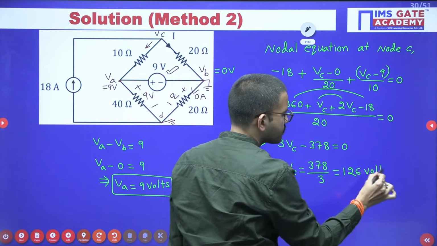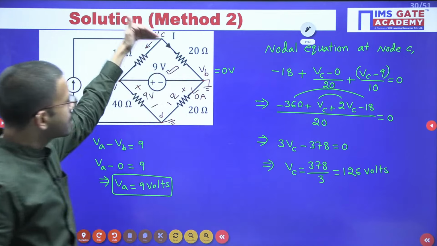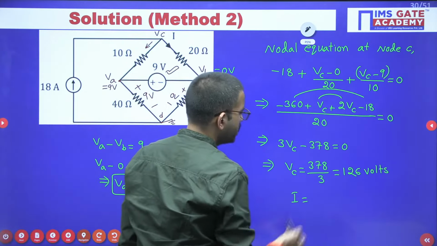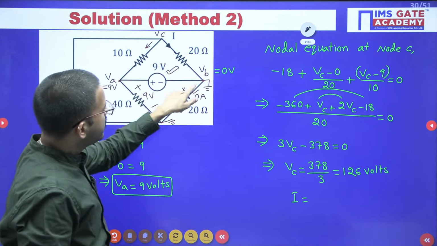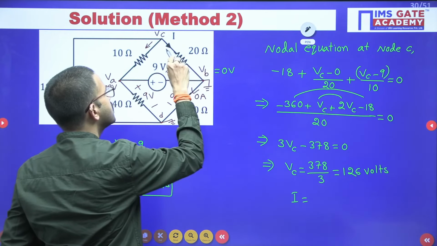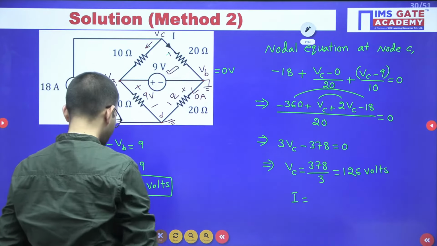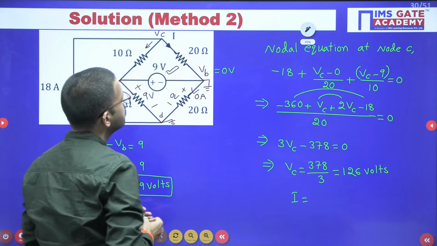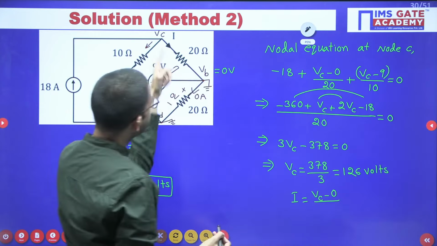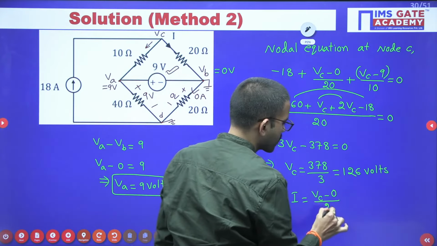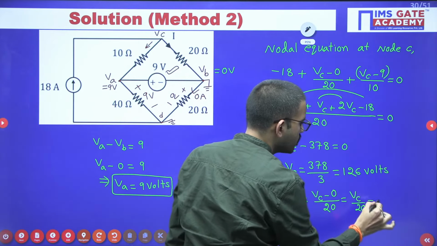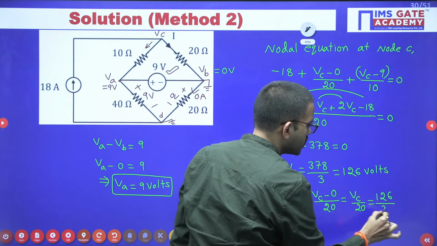Units are volts. But here they are asking current flowing in the 20 ohm resistor. By using Ohm's law, we can write I equal to, here already you are having ground. So that means voltage across this 20 ohm resistor is nothing but simply VC. So I equal to, if you want you can write one step like this, VC minus 0 divided by 20. So that is nothing but VC by 20. So here VC value we got 126 divided by 20.